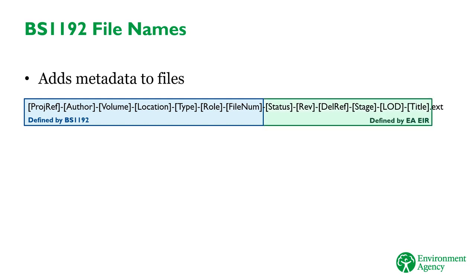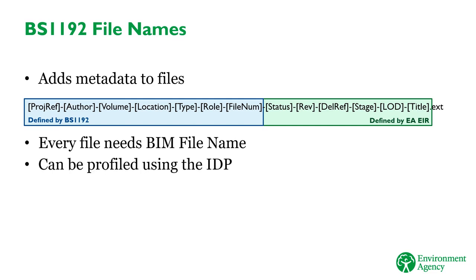Every file uploaded to a common data environment needs to be named in accordance with the file naming convention. Using the IDP to profile your files makes this process easier, as it can be used to generate the file name. If you're using the version of the IDP tool in A-Site, this can also be used to automatically upload files to the CDE with a compliant file name. Let's look at the file name in more detail to explain what each of these fields means.